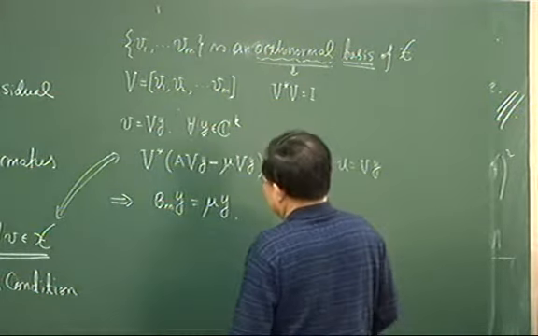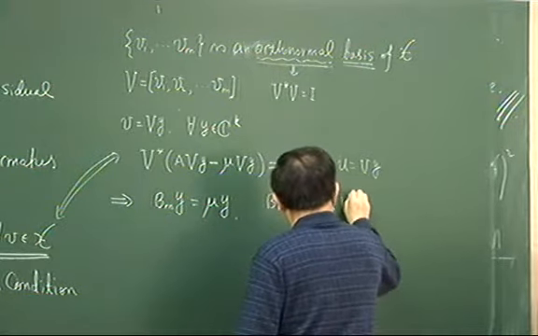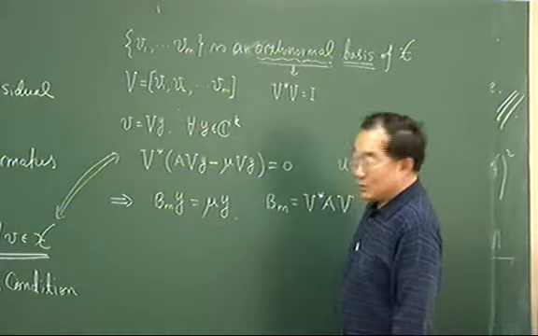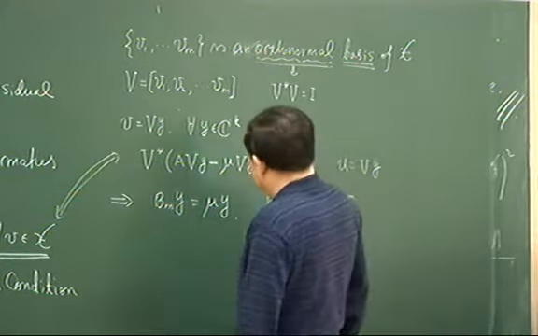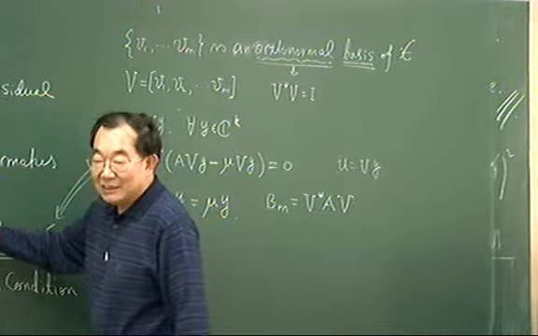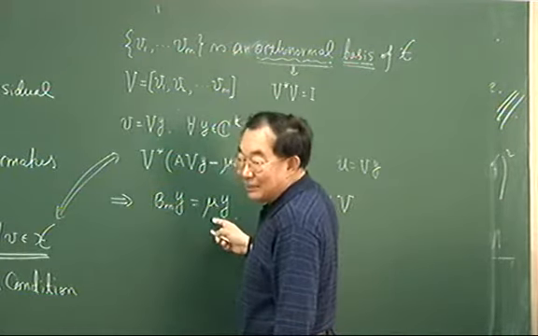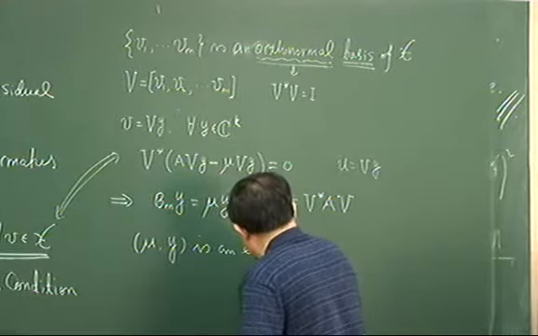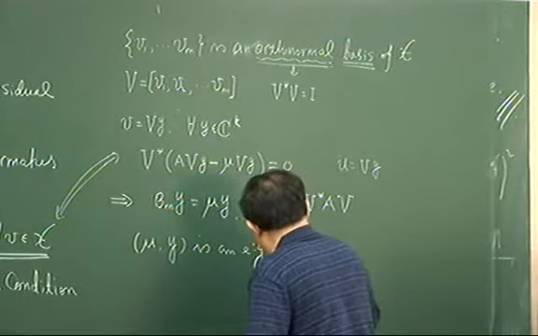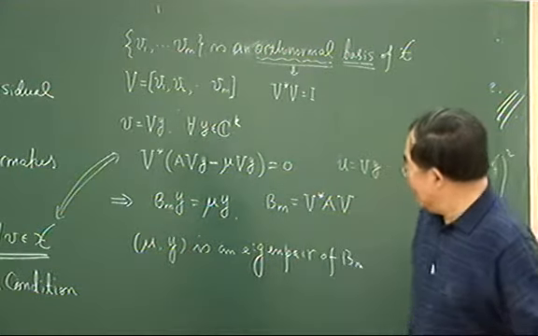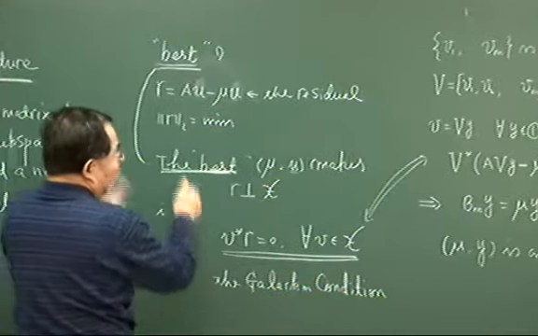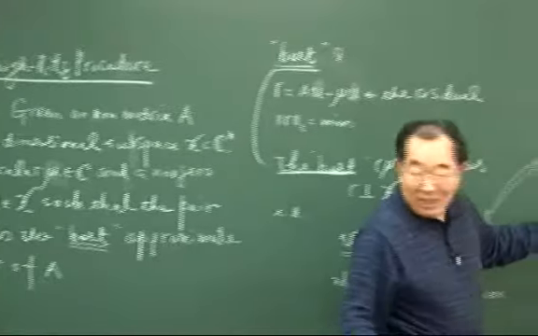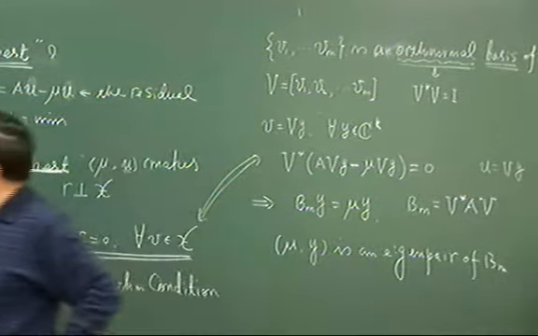Here, B_m is equal to V star A V. This is just how we define the matrix. If this condition holds, then mu and y must satisfy this: mu and y are an eigenpair of B_m. Through this process, the large sparse eigenvalue problem becomes a smaller eigenvalue problem. This is the basic idea of this Rayleigh-Ritz process.